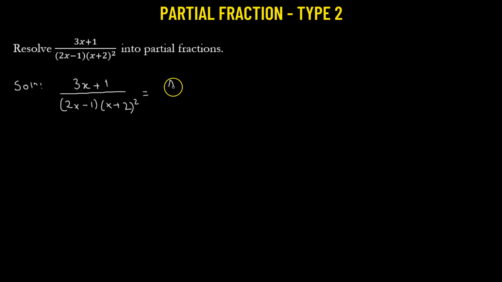So the first partial fraction will be A over 2x minus 1, plus the second partial fraction will be B divided by x plus 2, which will be one of the factors from x plus 2 whole squared, and the third partial fraction will be C over x plus 2 whole squared. We're going to label this as equation number 1. Our task will be to calculate the value of A, B and C. These are the three constants.